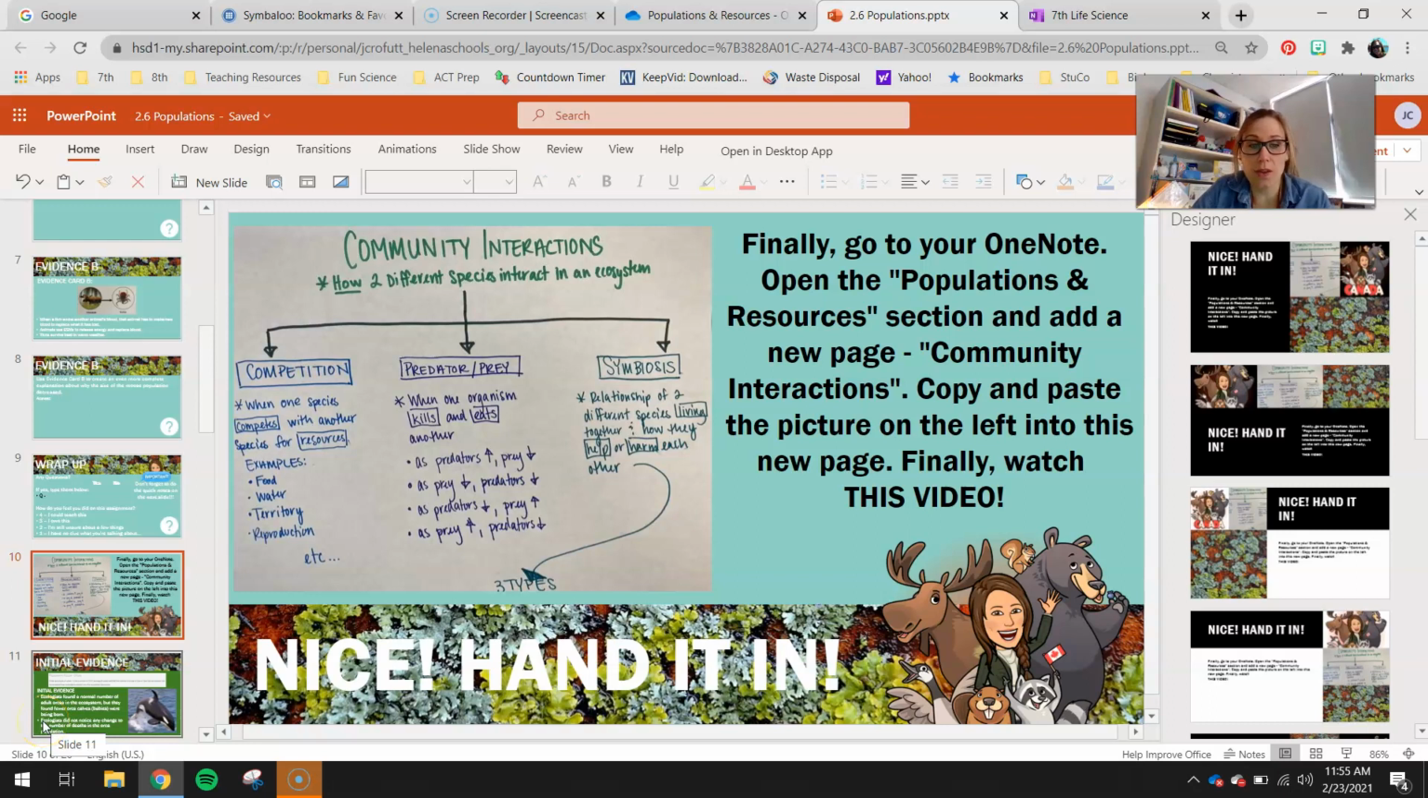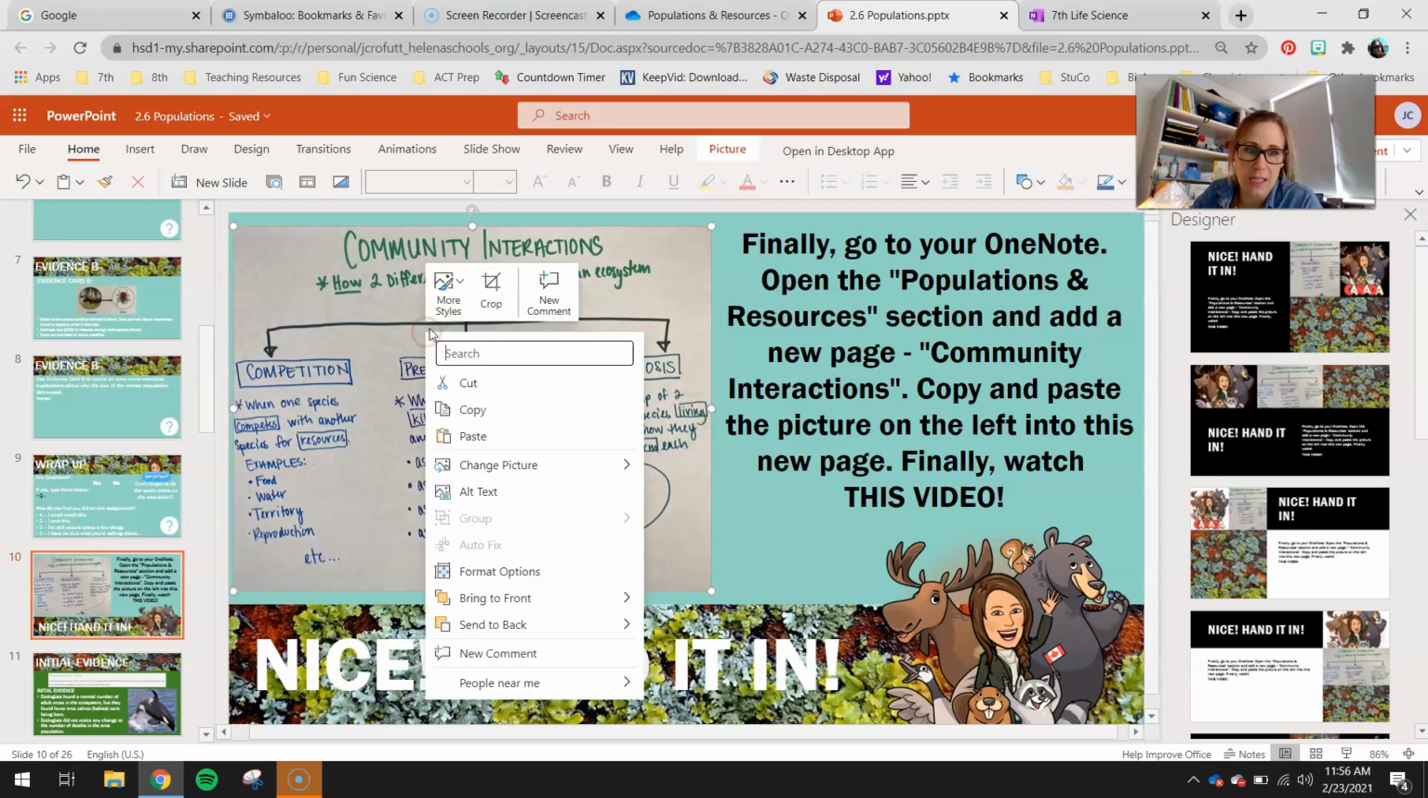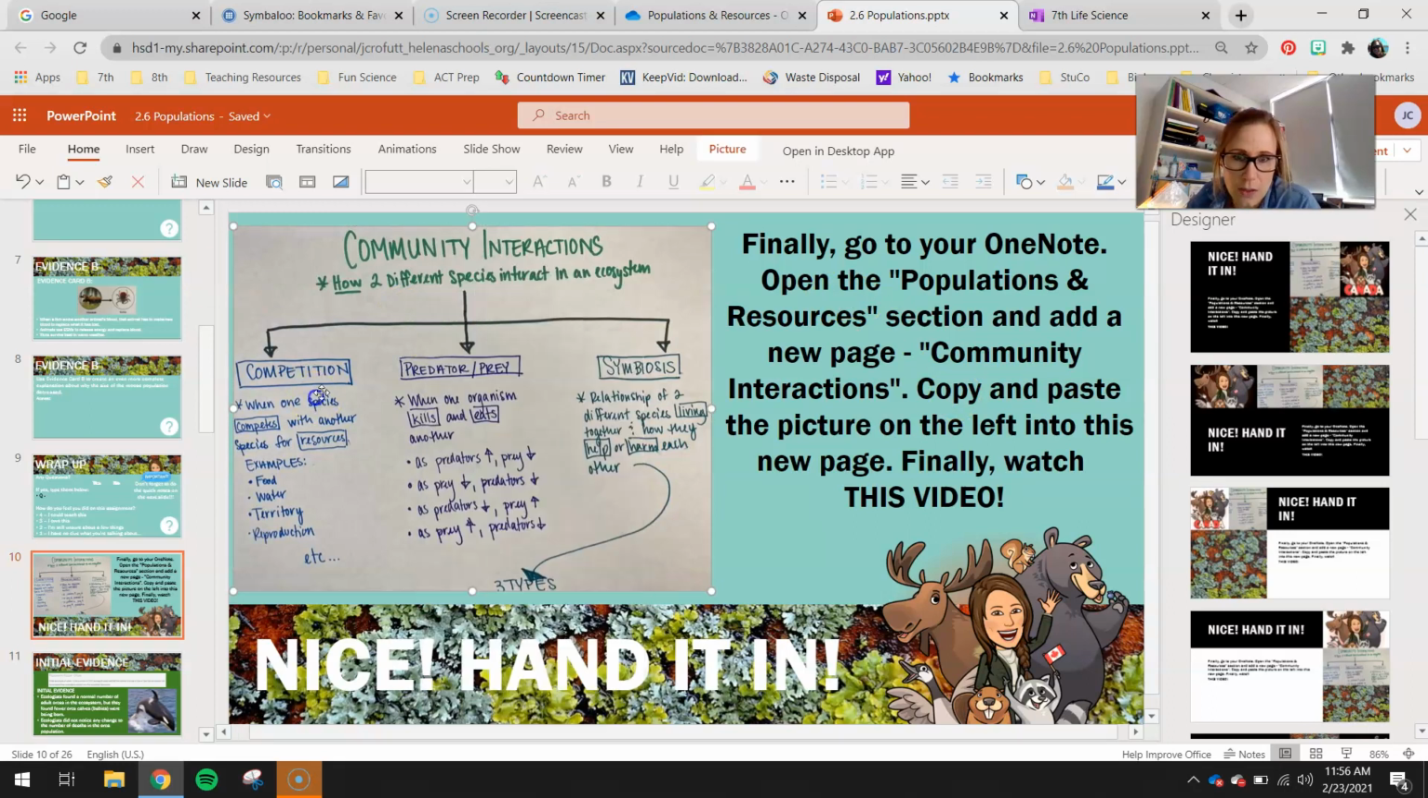All right, 7th graders, whether you were a blue, a green, or a purple group, you should be seeing a page after your wrap-up that looks very similar to this. Your instructions say to go to your OneNote, open the Populations and Resources section, and add a new page called Community Interactions. Right-click, copy, and then paste with Control-V this little notes picture into that page.